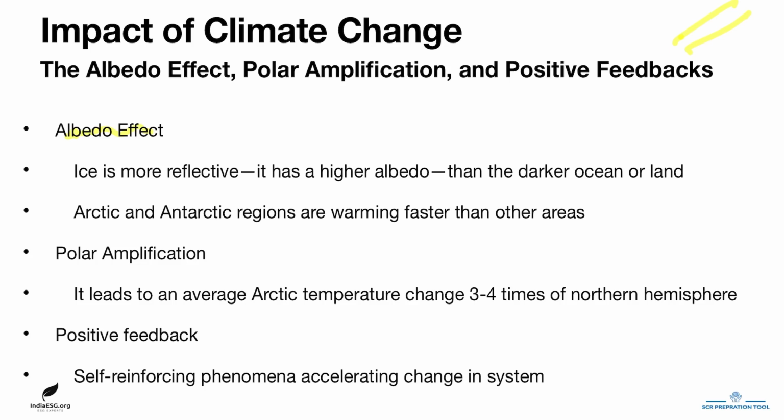This is the primary reason that the Arctic and Antarctic regions are warming faster than other areas of the Earth. Why? Because ice is more reflective and it has got a higher albedo than the darker ocean or land. Then other polar and geographical characteristics like a shallow atmosphere that spreads heat faster, then heat content of open water in the Arctic compound this effect. So this is called polar amplification.